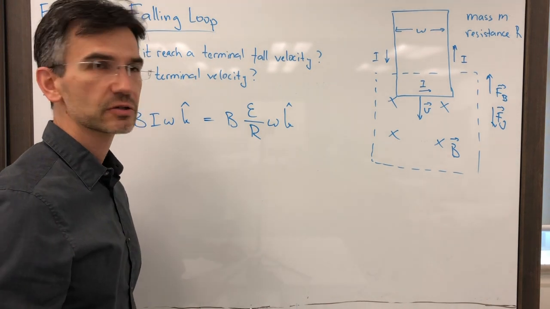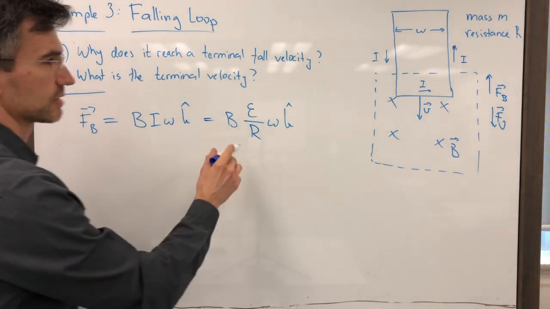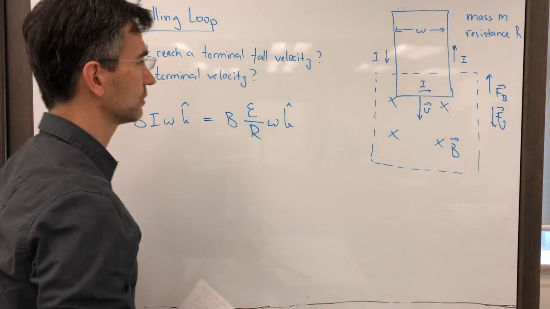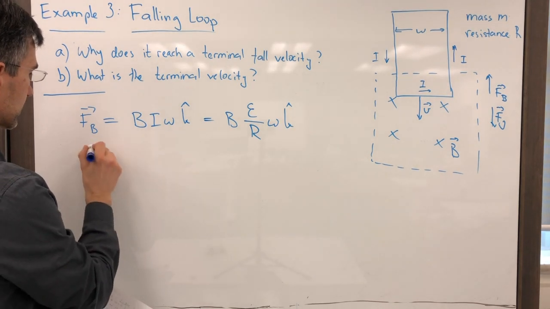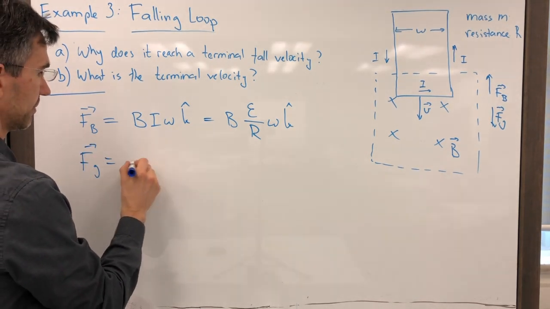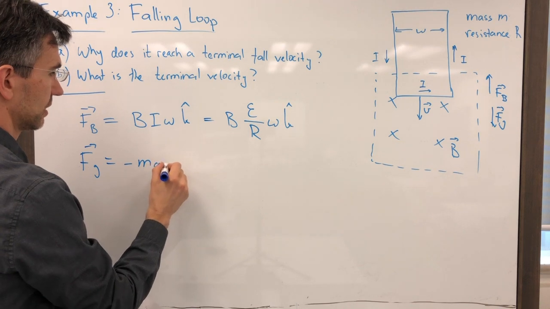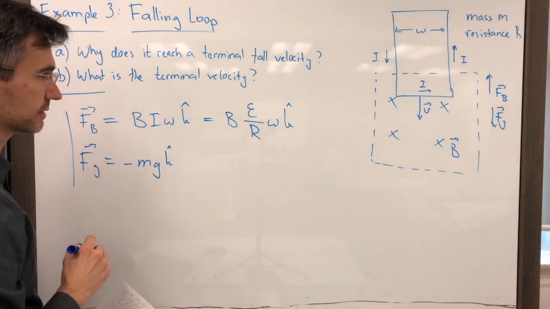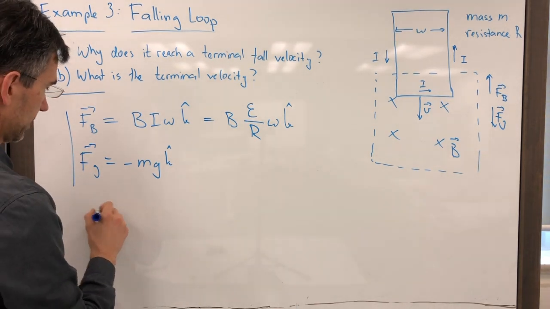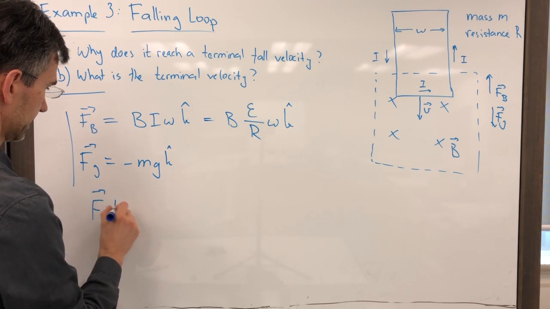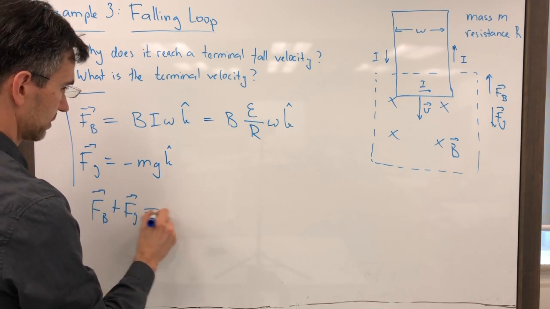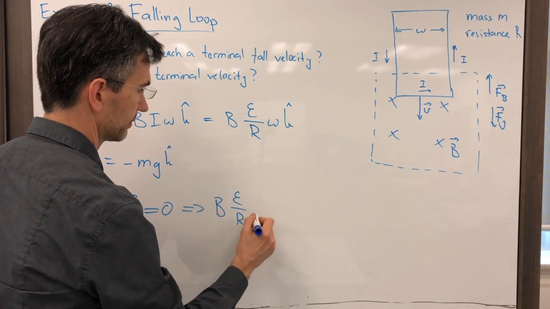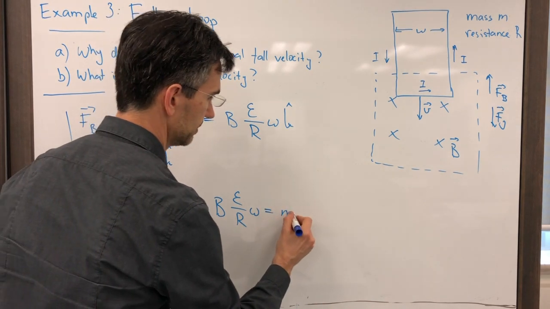So now let's find what this terminal velocity is. So this was the strength of our magnetic force acting on this portion of the conductor that's falling through the field. The force of gravity, of course, is going to be minus mg. It's going to be in the minus k direction. So these two have to be equal and opposite. So then F_B plus F_g equals 0, which means that B epsilon over R, W, should equal mg.